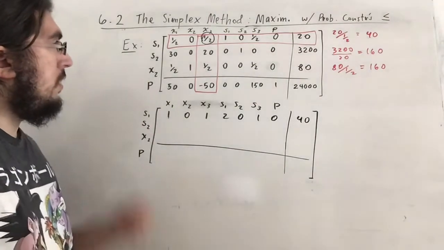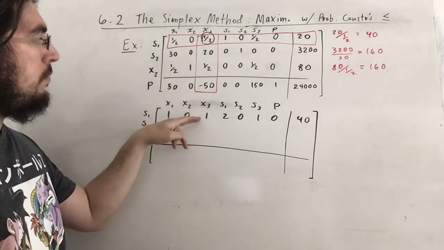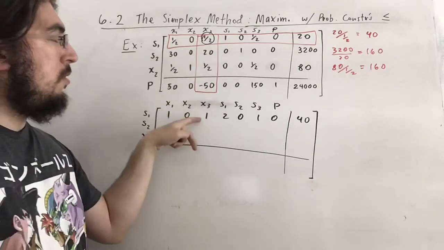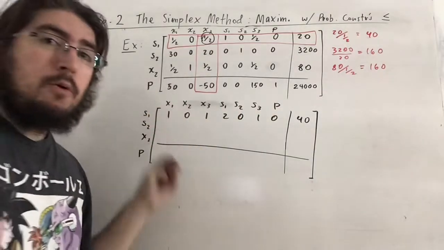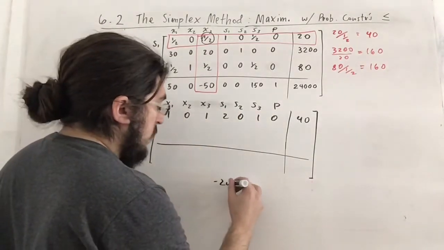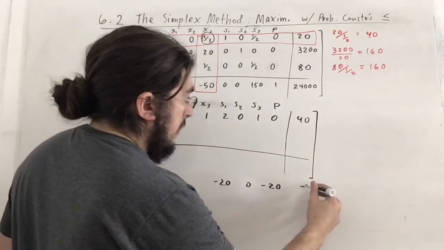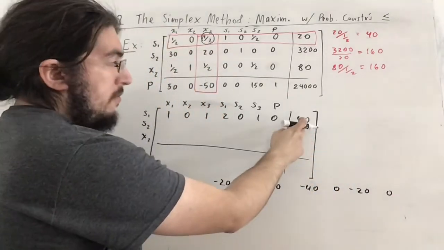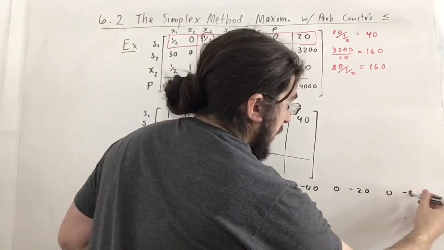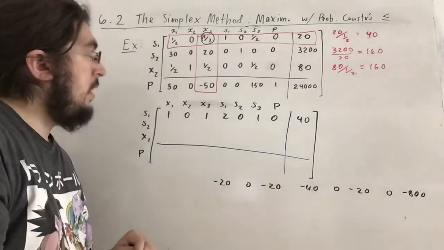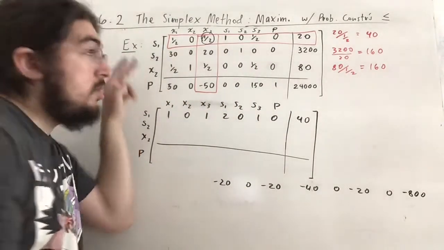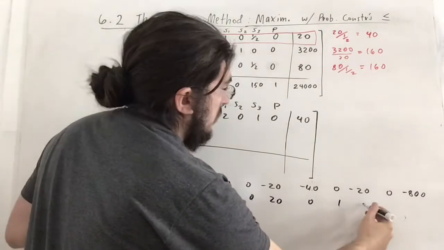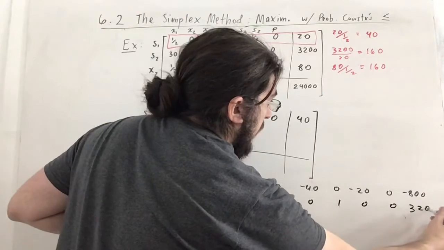And now what? Well, now let's see. What do we multiply this by to get rid of this 20? So for the second row, we need to multiply this by negative 20. Multiplying the top row by negative 20 will give us negative 20, 0, negative 20, negative 40, 0, negative 20, 0, and 40 times negative 20 is going to be negative 800. And write the original row 2. So it's going to be 30, 0, 20, 0, 1, 0, 0, and 3200.